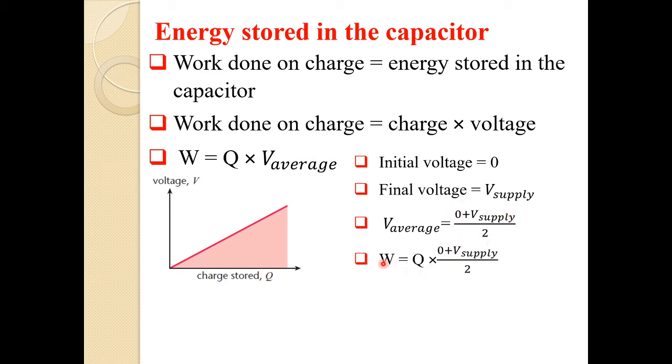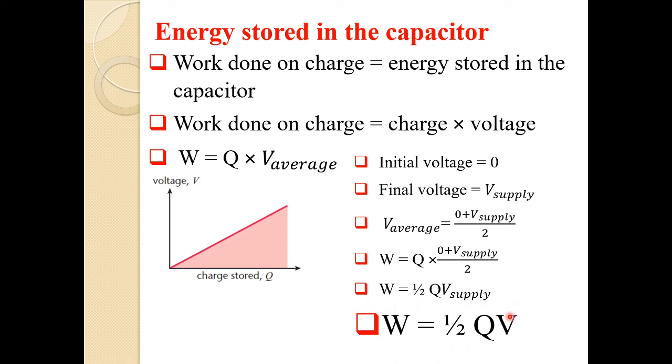Then the work done is W equals Q into average voltage. So for the average voltage, I substitute 0 plus V supply, half. So we get here 0, no value, so V supply divided by 2. So then it becomes W equals half Q V, or V supply. So that is the final relationship for energy stored in the capacitor. This is very important to keep in mind.